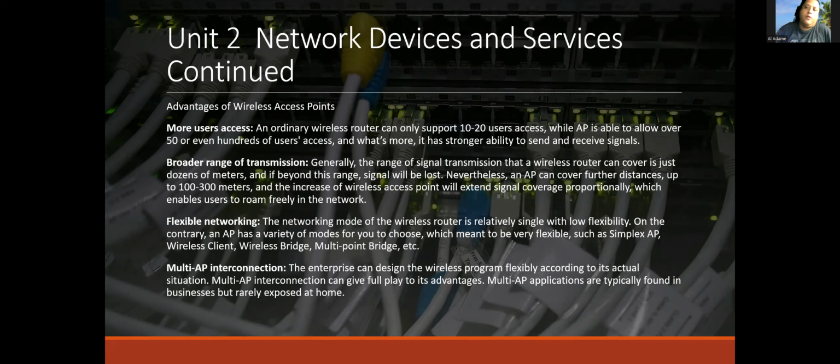Flexible network. The networking mode of the wireless router is relatively single, with low flexibility. On the contrary, an AP has a variety of modes for you to choose from, which means it is very flexible, such as simplex AP, wireless client, wireless bridge, multi-point bridge, etc. There's a bunch of other ones. I'm not going to get too far into it, guys. It's just an overview of how they work and what they do.